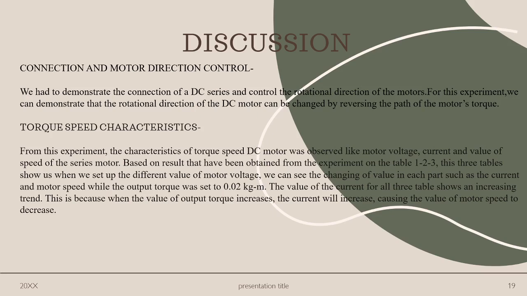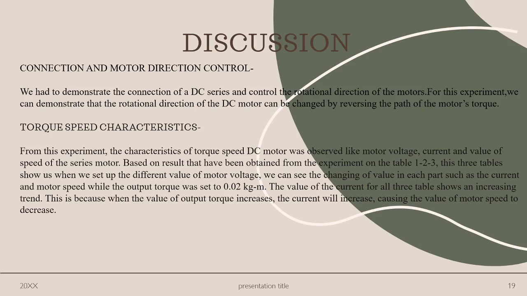So the discussion of this lab: for connection and motor direction control, we had to demonstrate the connection of a DC series motor and control the rotation direction of the motors. From this segment, we can demonstrate that the rotational direction of DC motors can be changed by reversing the path of the motor's torque. For torque speed characteristic, also in this experiment, the torque speed characteristic of the DC motor was observed, like the voltage, current value, and speed of the DC motors.